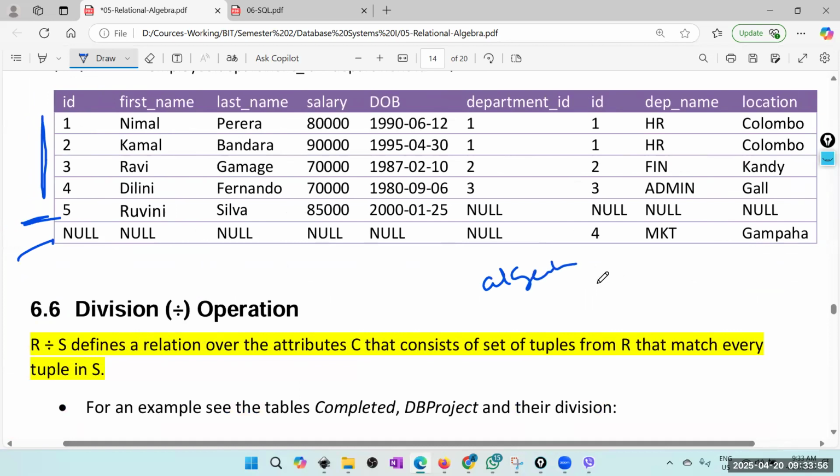Algebra of data, numbers. Right. X squared minus y squared.